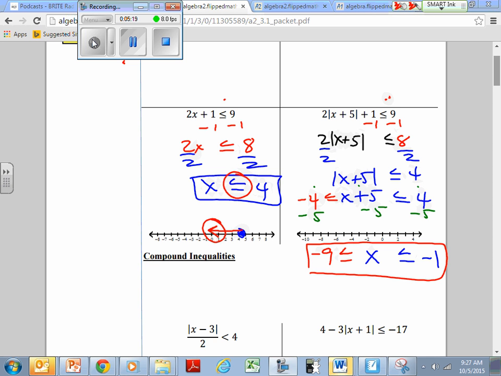Now, here we go. If this were a -2 over here, if you divide by a negative, it changes the symbol. It would point in the opposite direction. If you subtract by a negative, it doesn't do anything. Here comes the picture on this guy here.